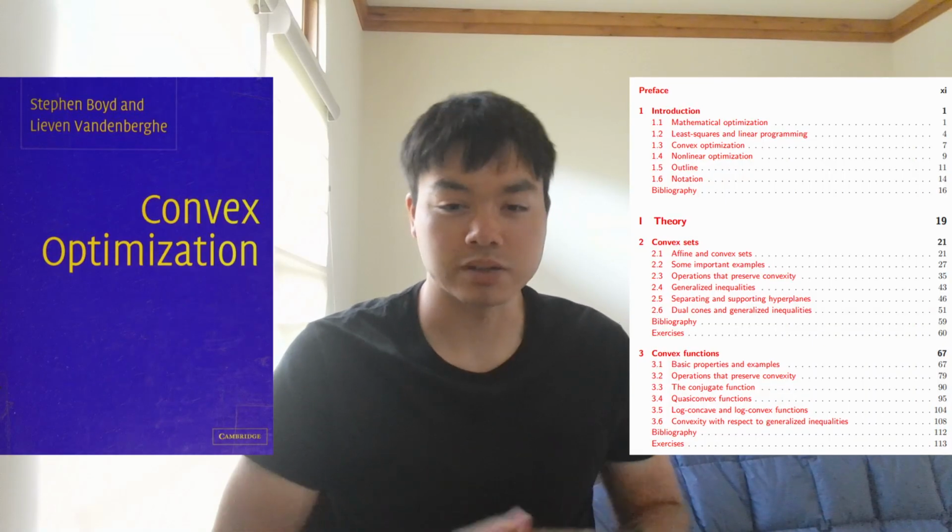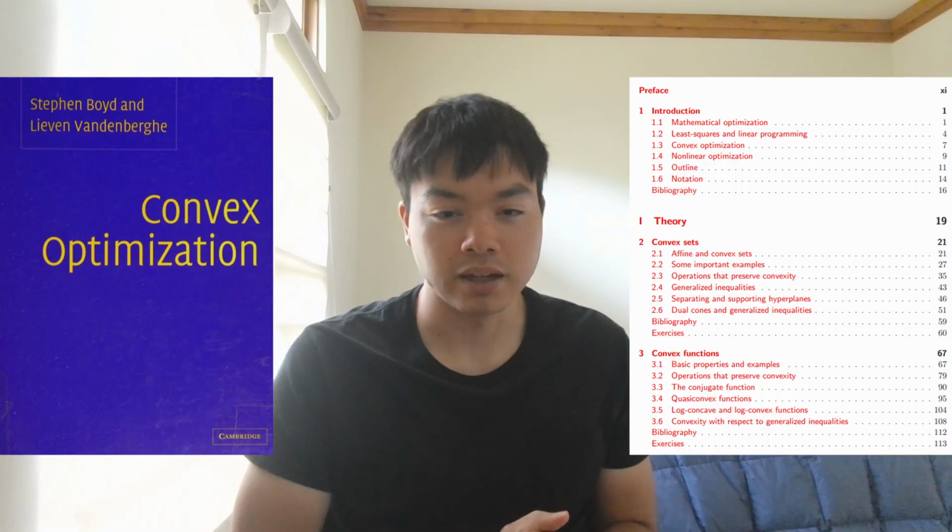So I just finished the exercises at the end of chapter 3, and today I want to talk about exercise 3.13, which is about KL divergence. So let's do it.